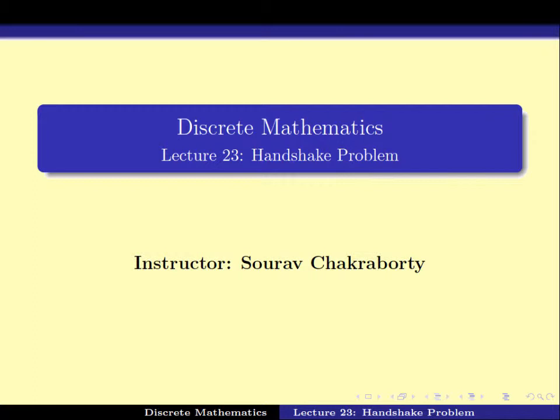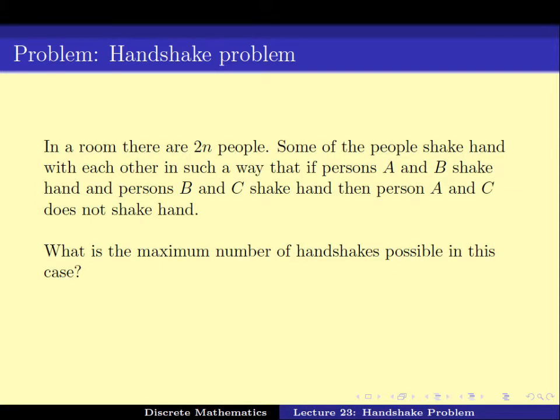So in this video we will be focusing on the handshake problem, which basically says that if in a room you have 2n people, some of them shake hands with each other, but the guarantee is that if A shakes hands with B and B shakes hands with C, then A does not shake hands with C. If this is the condition, then what is the maximum number of handshakes possible?